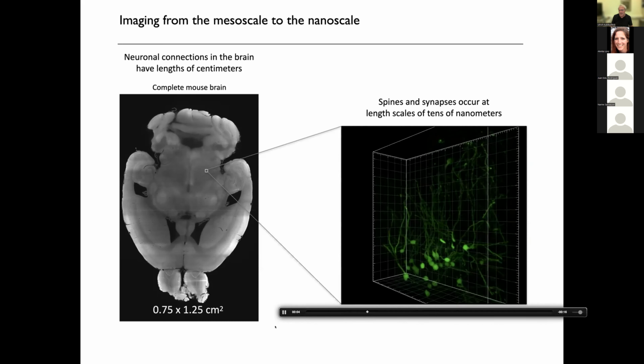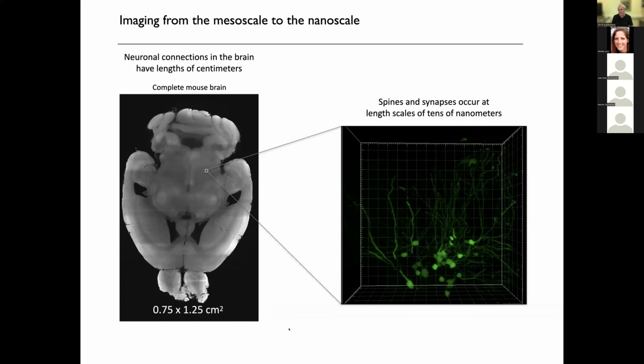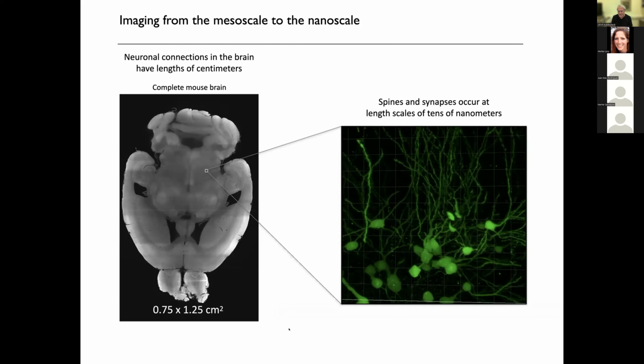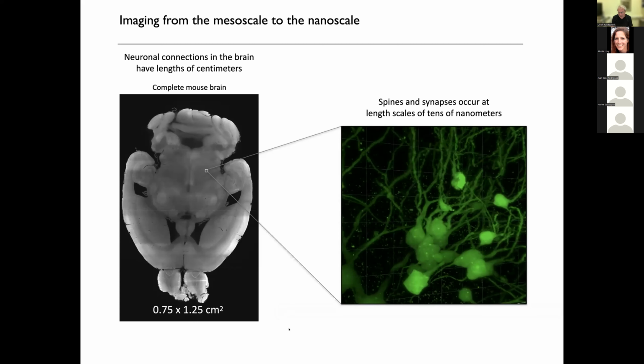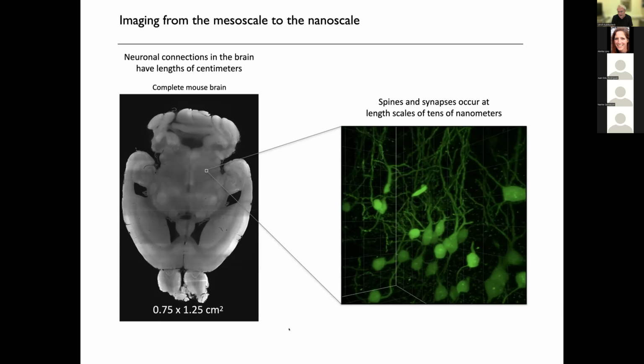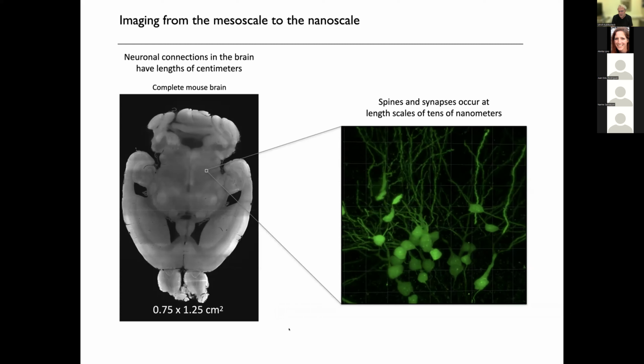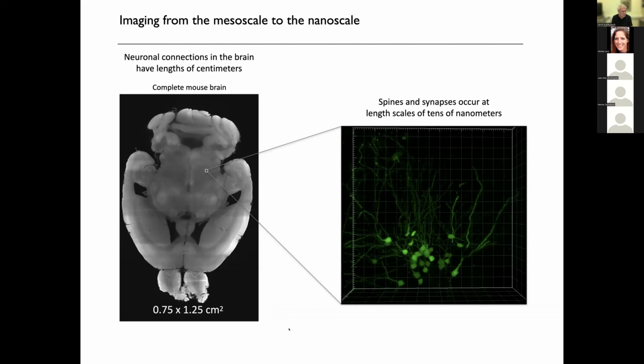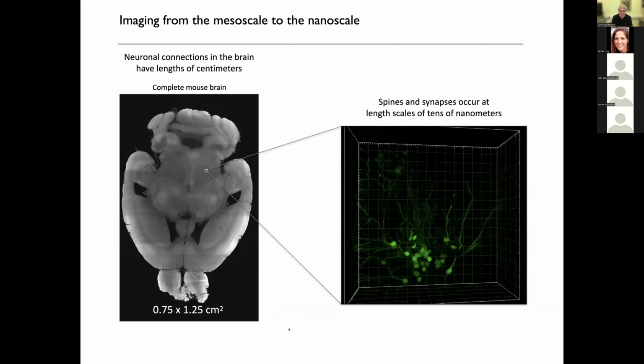So that contradiction, these demands can only be fulfilled by light sheet fluorescence microscopy that we combine with expansion microscopy in order to achieve the necessary resolution. So we will answer that question, how to achieve the detailed imaging of neuronal connections in mouse brains and organoids ranging from the nanometer to the centimeter scale.